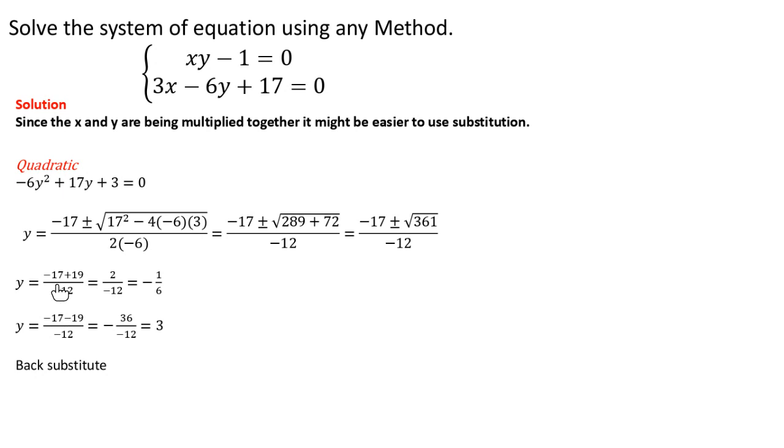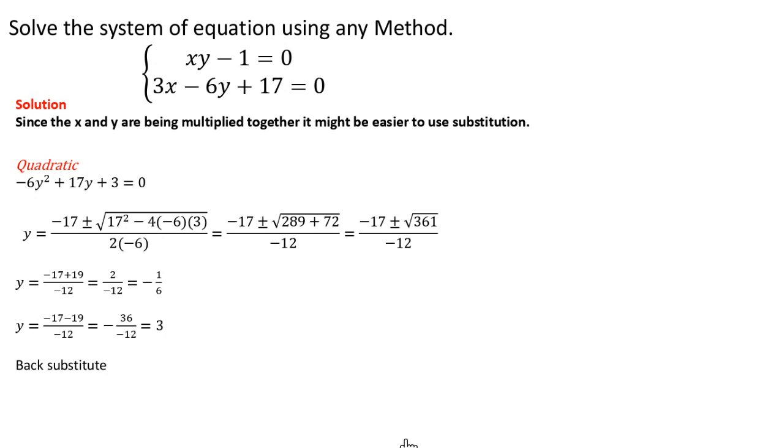So we are going to end up with negative 17. The square root of 361 comes out to 19. So negative 17 plus 19 divided by negative 12 gives us 2 divided by negative 12. If we reduce this fraction, we end up with negative 1/6. For the second one, we get y equals negative 17 minus 19 divided by negative 12. So we end up with negative 36 divided by negative 12, and that's going to give us a 3.